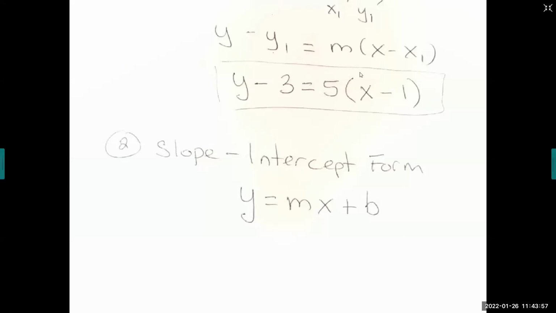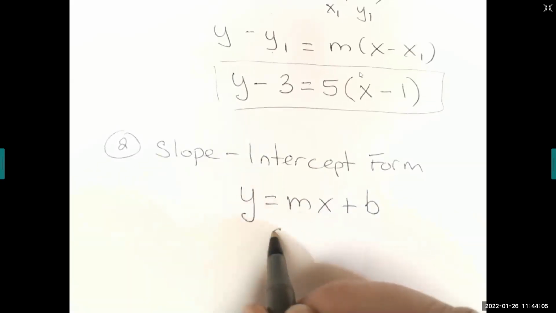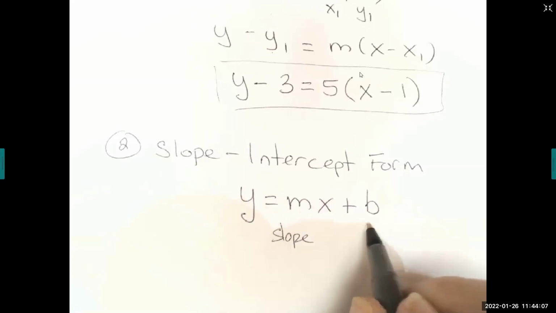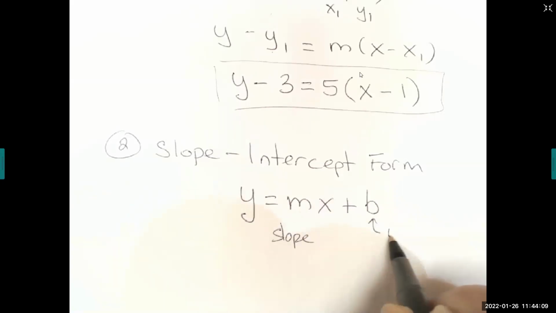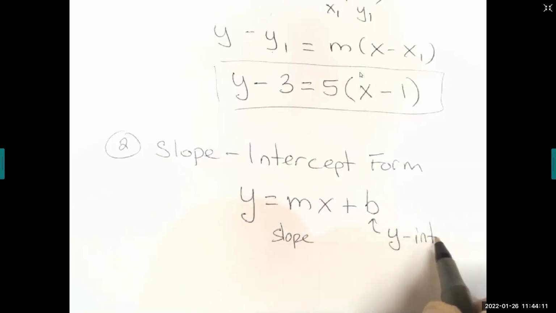Y equals mx plus b. That's typically when people say lines, that's what they think about. Y equals mx plus b, where m is your slope and b is your y-intercept.